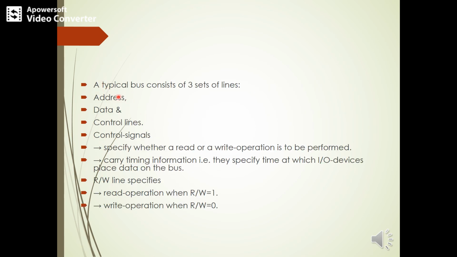A typical bus consists of three parts: address, data, and control lines. The control signals specify whether a read or write operation is to be performed. They also carry timing signals or information, that is, they specify the time at which the IO device can place the data on the bus. The read/write line specifies the type of operation. If the value of read bar write is equal to 1, the type of operation is read, and if the value of read bar write is 0, the operation type is write.